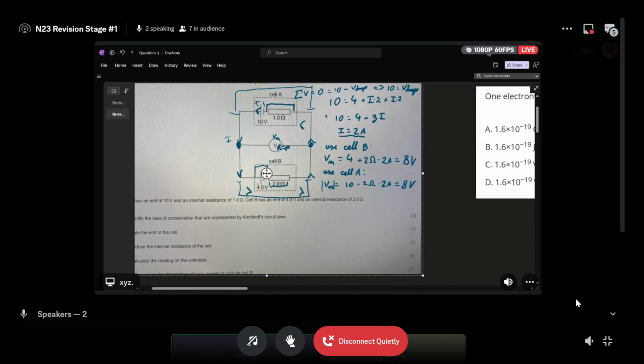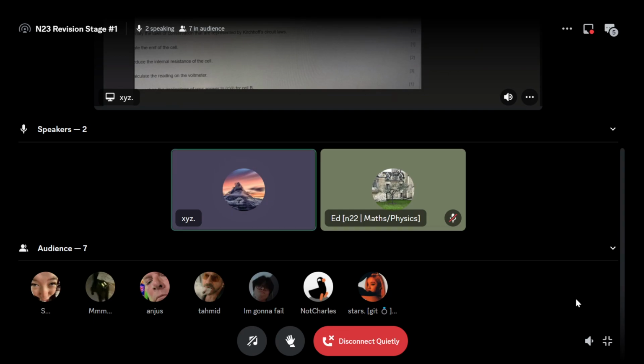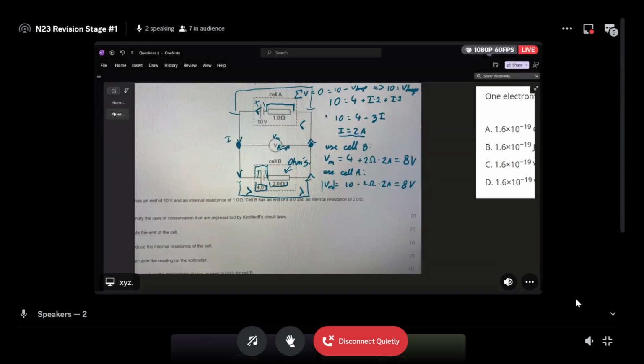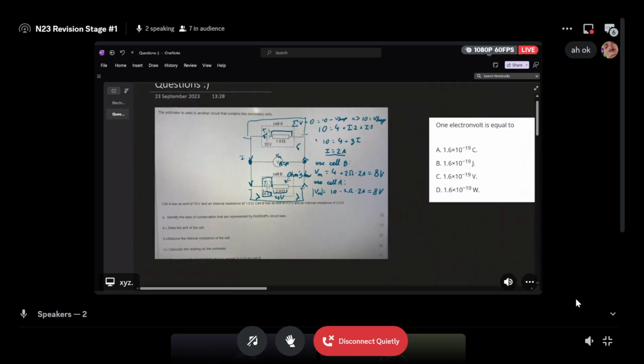And the 4 was added because the first 4 is the potential drop because of the cell. This is a power source. And then the second 4 was a result of Ohm's law being applied on this resistor. The potential drop across this resistor is 4 volts because we have a current of 2 amps. I hope that clears it up.